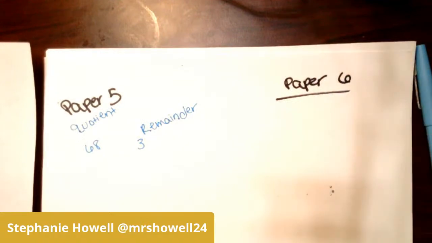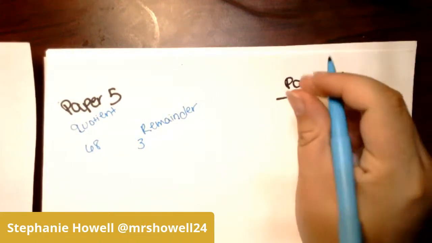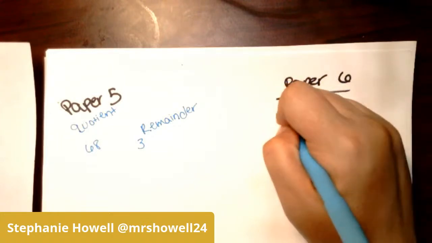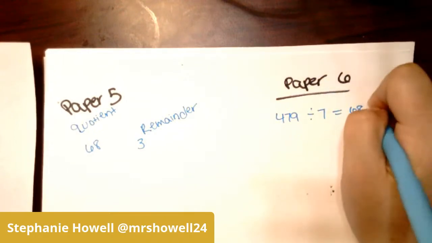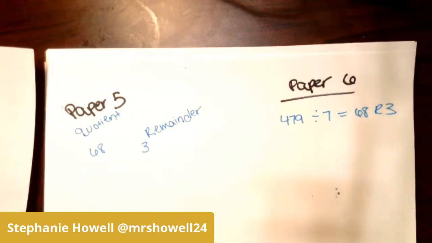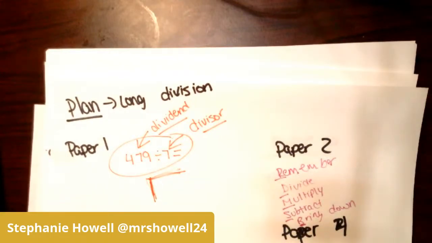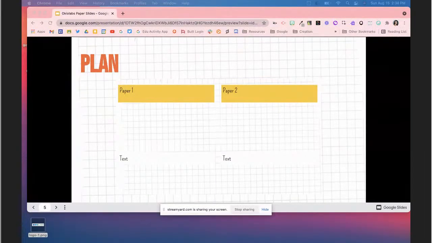And then paper number 6, I want them to give the final answer. So 479 divided by 7 is 68, remainder 3. Okay, so just to wrap it up, I've got my plan done. Everything's looking good for how we want that to look. And again, it's going to look kind of crazy in that stage, and that's totally okay.